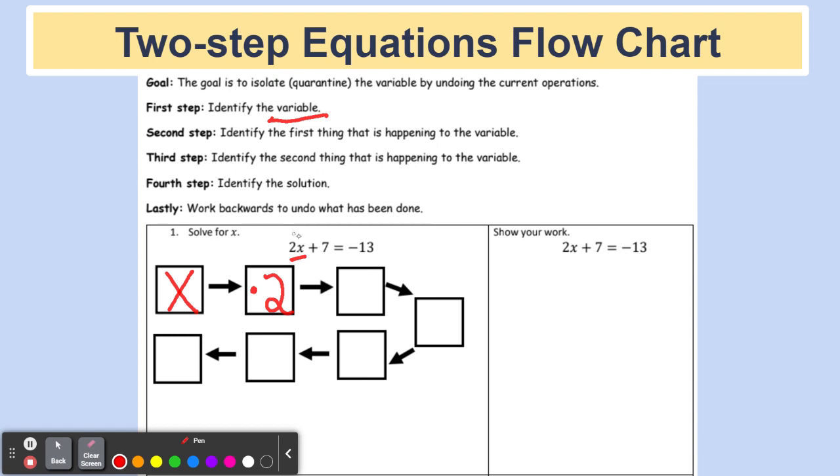After x is multiplied by 2, we then see that it is added with 7. So we're going to write plus 7. And then in our last box here on the bottom, we're going to fill in the solution, the answer, which was negative 13.